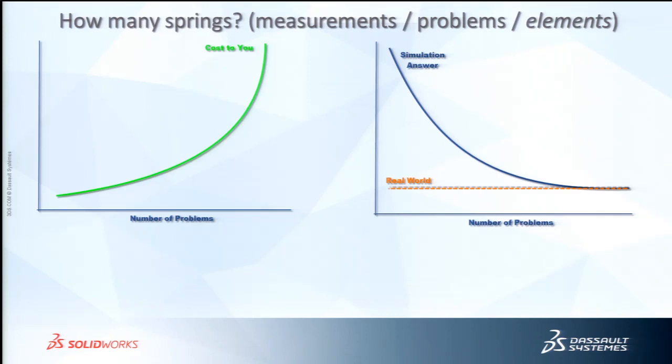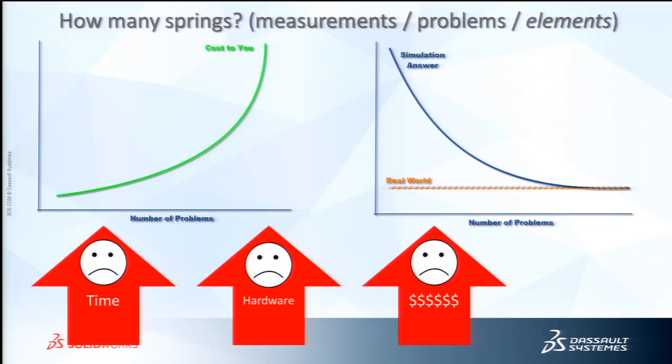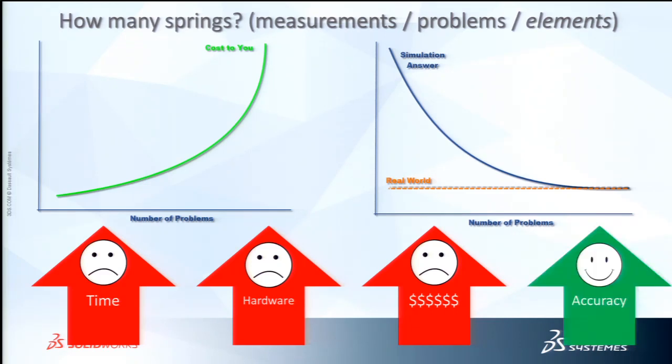So, as you increase your number of problems, or the size of your measurements, all you're really doing is costing you a lot more. But at the same time, your answer might start to agree more closely with the real world solution. You're increasing your accuracy. So as you increase the number of problems or the measurements, you increase your time, your hardware resources, ultimately your money. But you get accuracy. So here we have this battle that we have to fight.